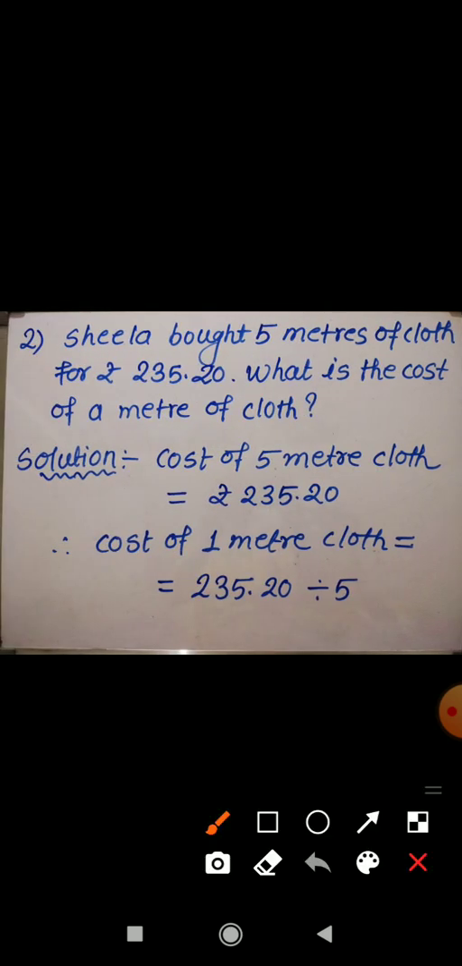Now coming to the second word problem. Sheila bought 5 meters of cloth for rupees 235.20. Then what is the cost of a meter of cloth? A meter of cloth means 1 meter of cloth. See, in this question it is given that the cost of 5 meters of cloth is 235 rupees 20 paise, and we are asked to find out the cost of 1 meter of cloth. So the cost of 1 meter of cloth will be 235.20 divided by 5.